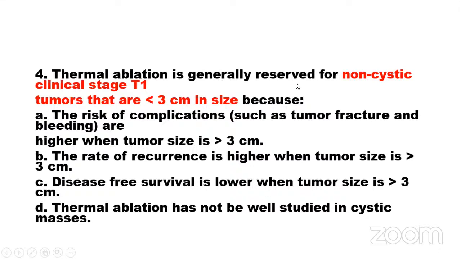Thermal ablation is generally preferred for non-cystic clinical stage T1 tumors that are less than 3 centimeters, because the risk of complications such as tumor fracture and bleeding is higher when the tumor size is more than 3 centimeters. The rate of recurrence is higher when the tumor is more than 3 centimeters. The disease-free survival rate is lower when the tumor is more than 3 centimeters. Thermal ablation has not been well studied in cystic masses.